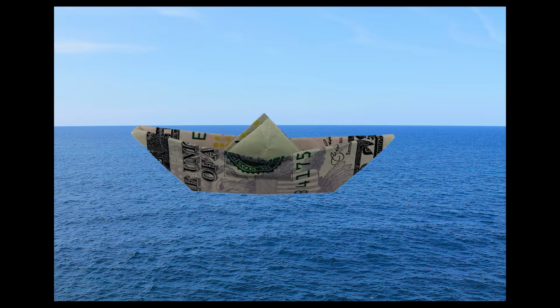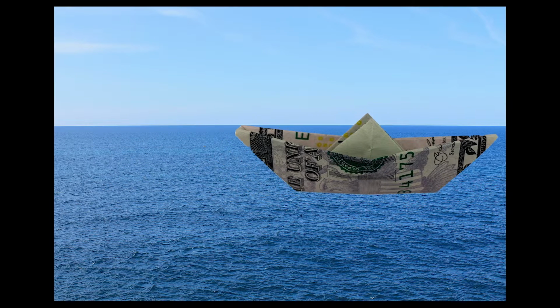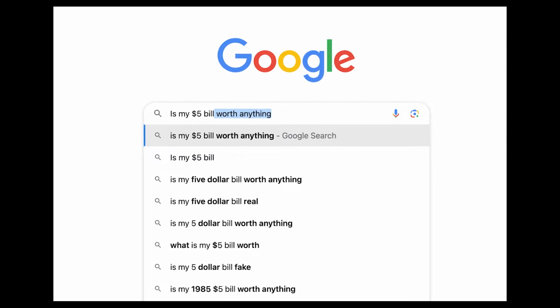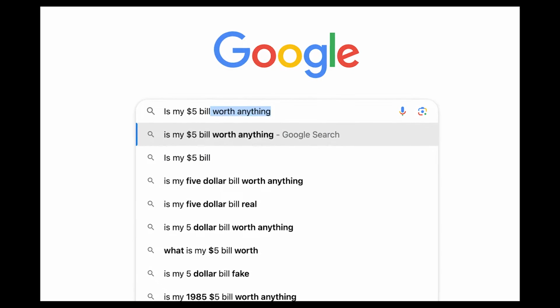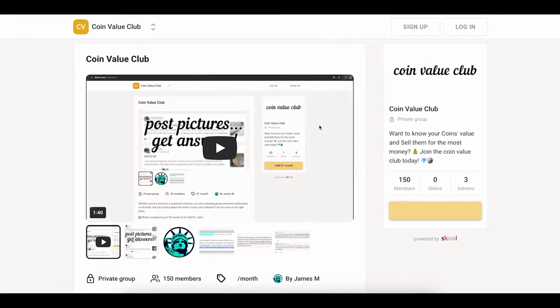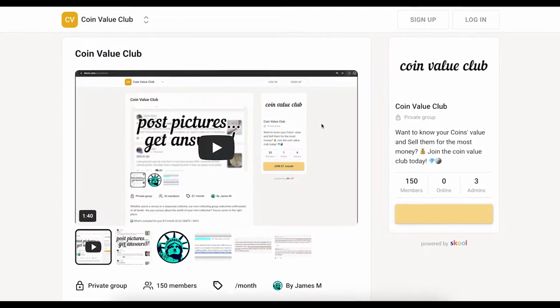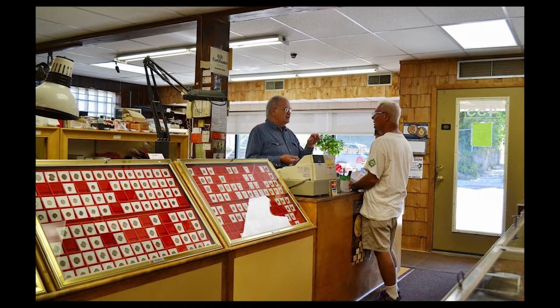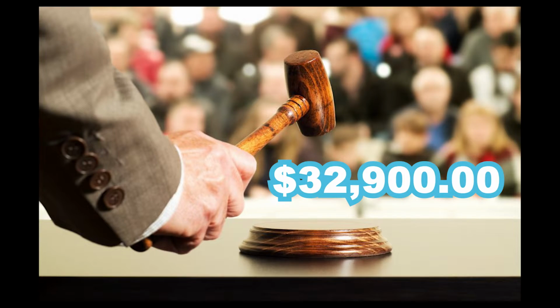$5 bills worth a boatload. We'll go over 3 steps in this video. Step 1 will show you examples of what to look for to determine if your $5 bills are rare or not. Step 2 will help you identify the value of your $5 bills so you understand their worth in today's market. And step 3 will show you how to get expert help to evaluate and/or sell your collection for the most money possible if that's what you're looking to do.